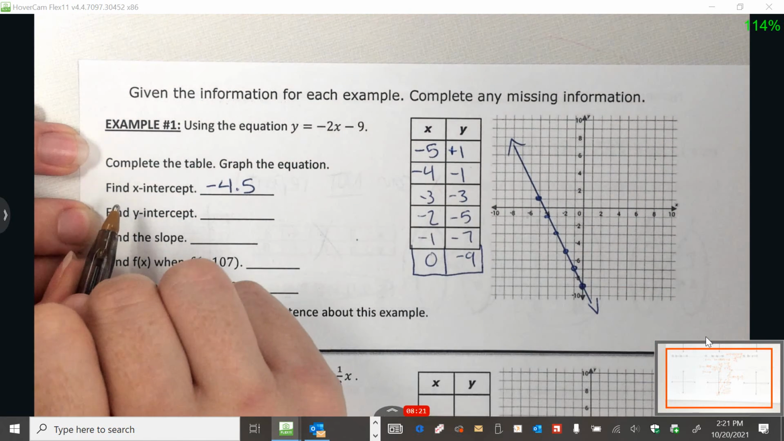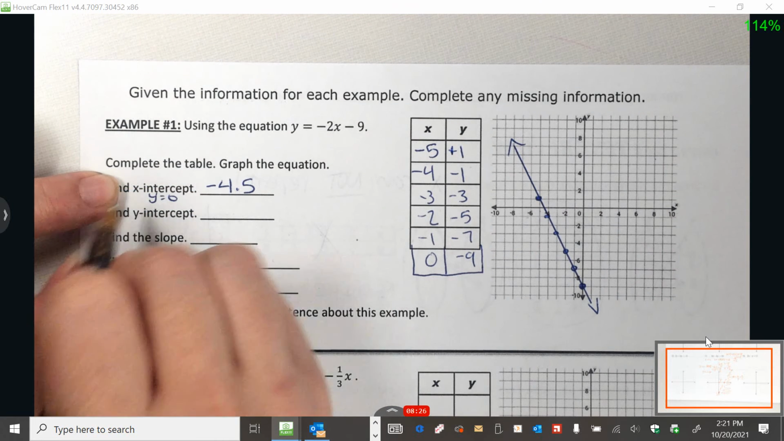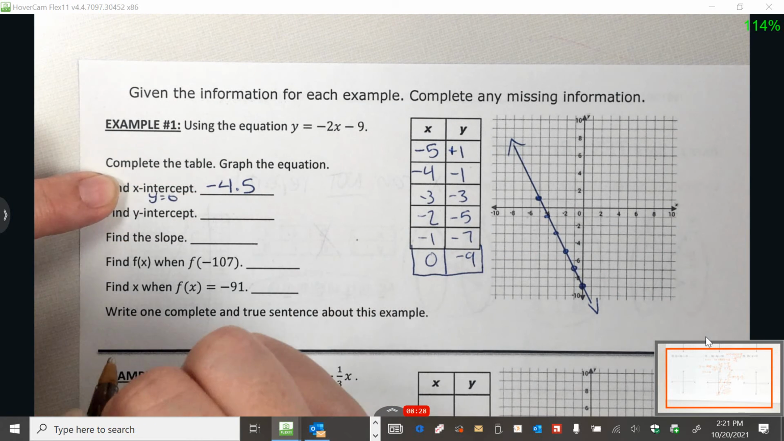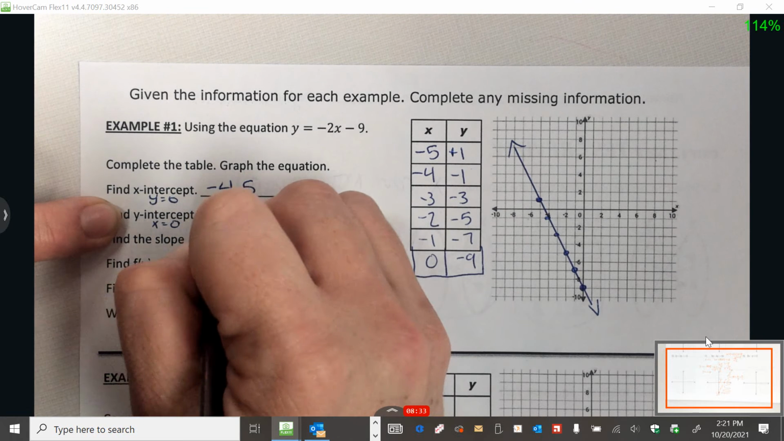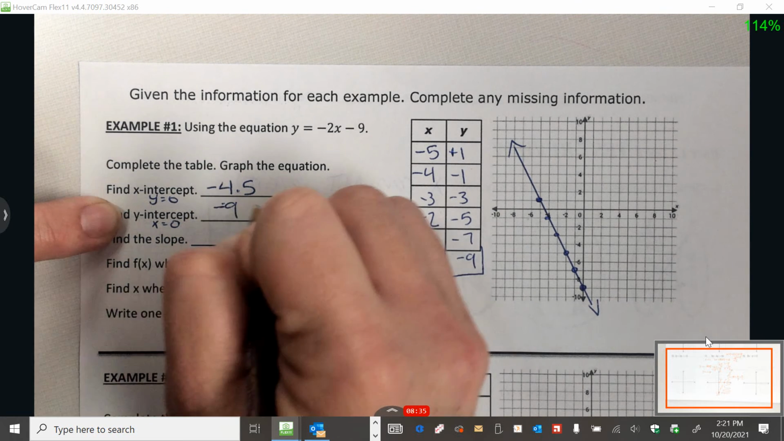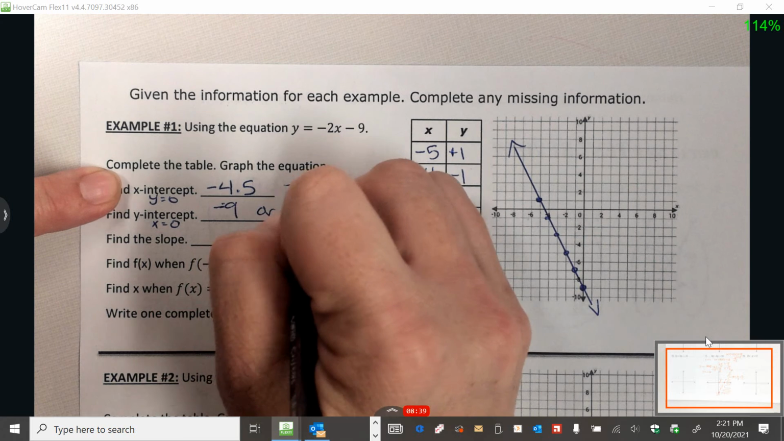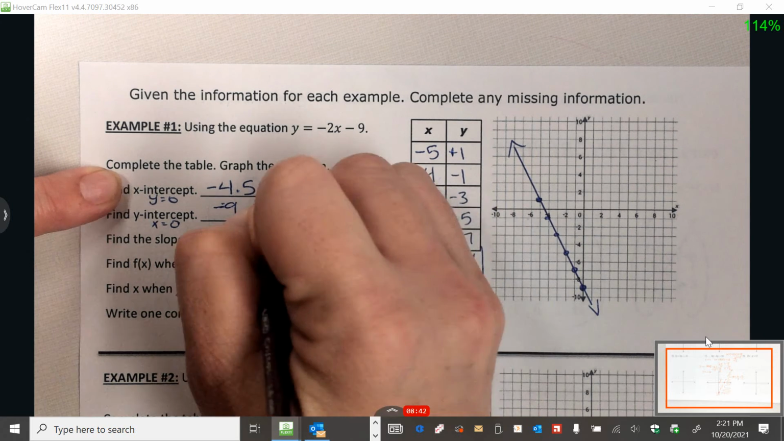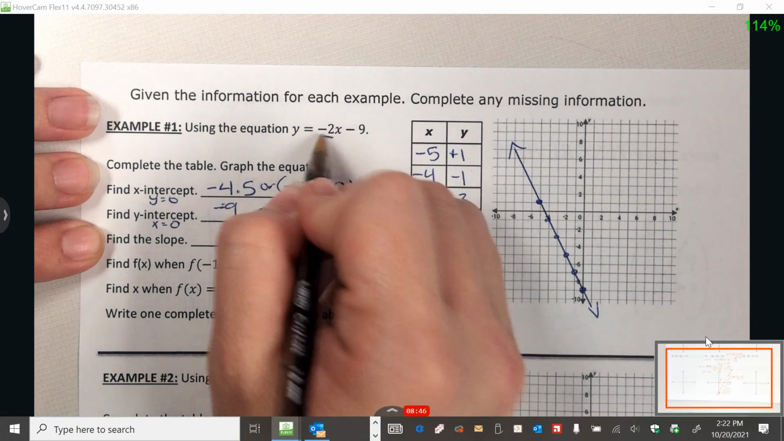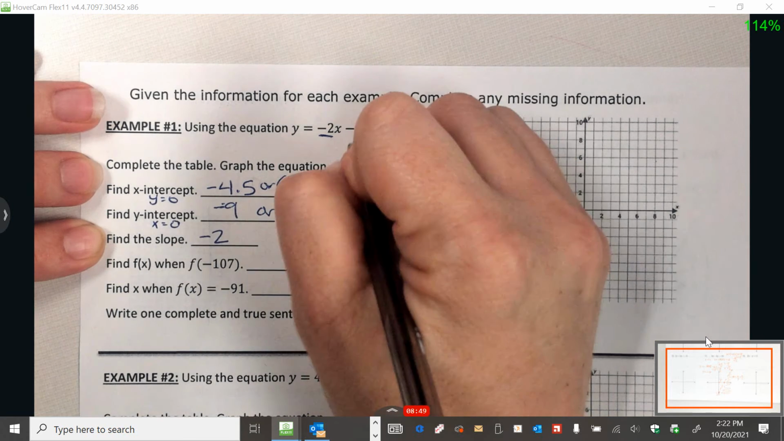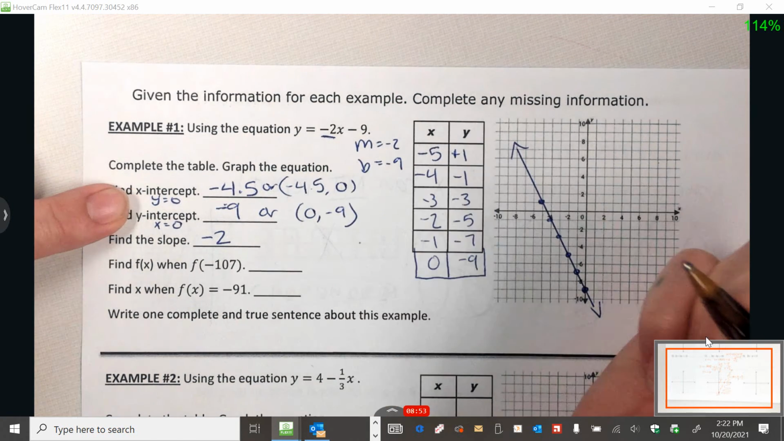Now, I want you to realize in our table, you can usually find this because y equals 0. X-intercept is where y equals 0. Y-intercept is where x equals 0, so I can see that one. That's -9, or we can write it as a point, 0, -9. Same with this one, we can write it -4.5, 0. Slope I can find from my equation. It's what's in front of x. It's my m. M equals -2, b equals -9, which is another way I could have found my y-intercept.